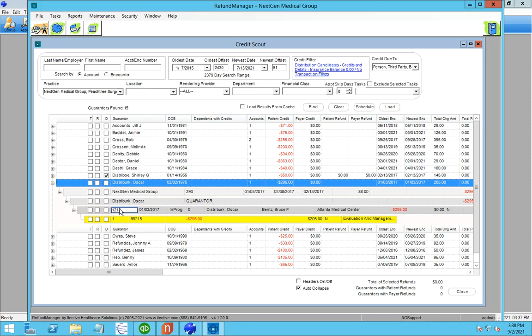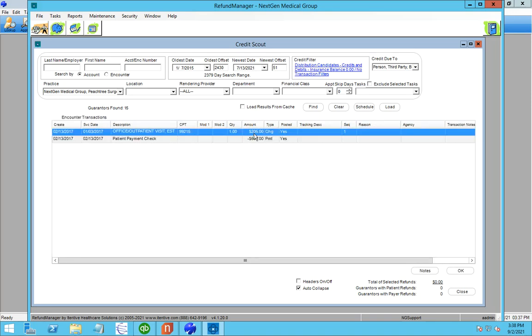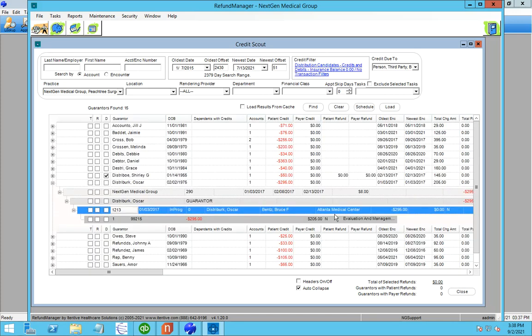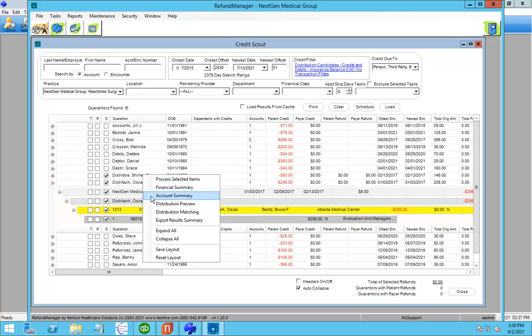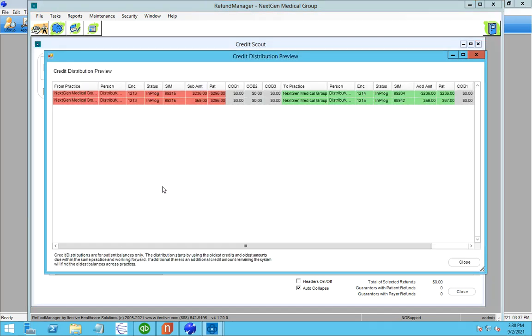Another one we have as an example is Oscar. And if we click on Oscar, we can see there's a $205 charge, a $500 payment, yielding a $295 credit. And maybe that money was originally intended to pay off some other charges on other encounters. Well, we can take care of that here since it didn't get done. So we can go ahead and pick a distribution for Oscar, and we'll do a preview.